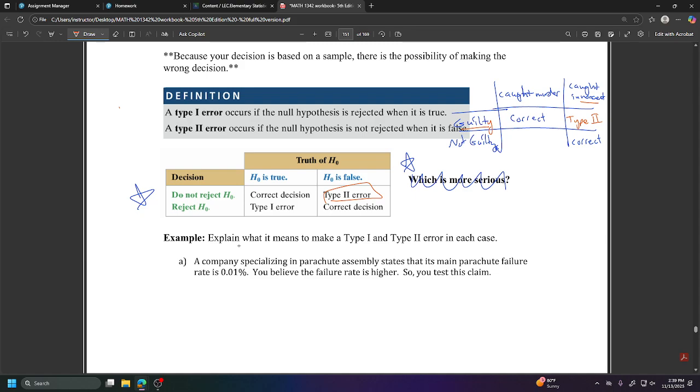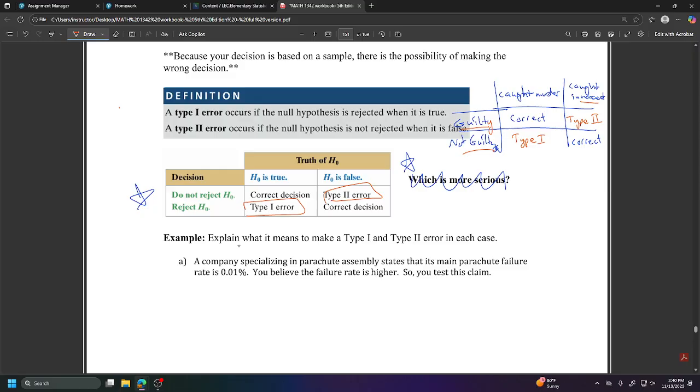What if you actually caught the murderer? You have him in trial in the court, and you say not guilty. That's not a good thing either, is it? That's called a type 1 error, okay? And that's this guy right here. You see how that's an error, right?